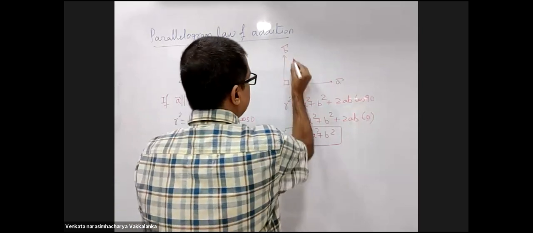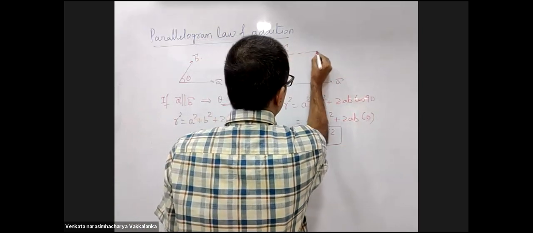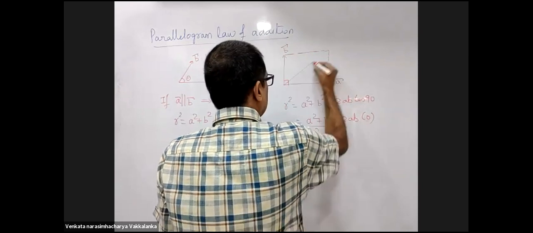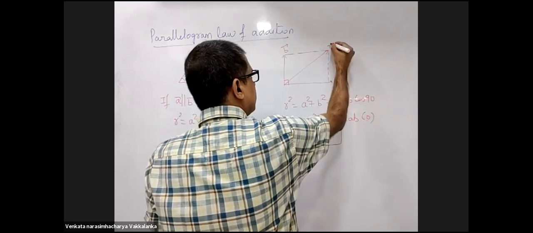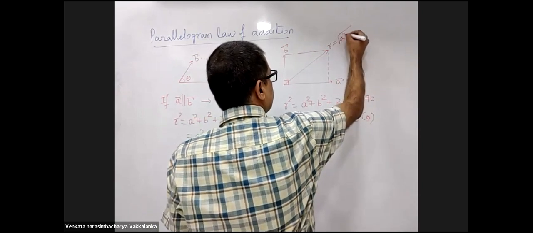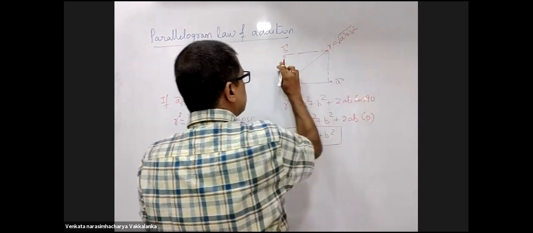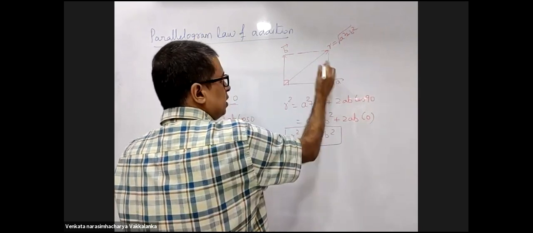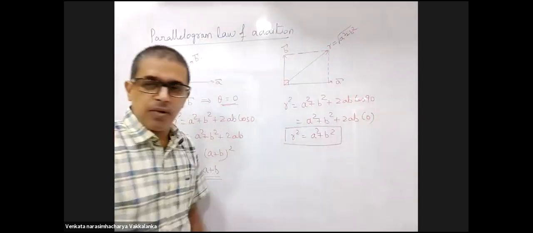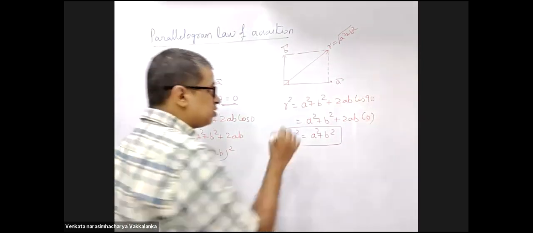So your resultant will be the diagonal. R will be root over of A square plus B square, because if this is B, this is A, this itself is a right angle triangle. So by Pythagoras theorem, R square is A square plus B square.